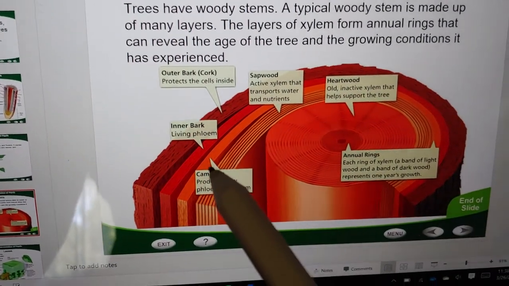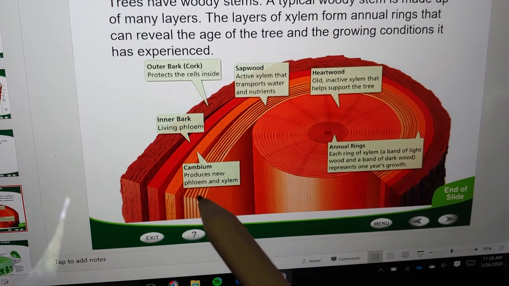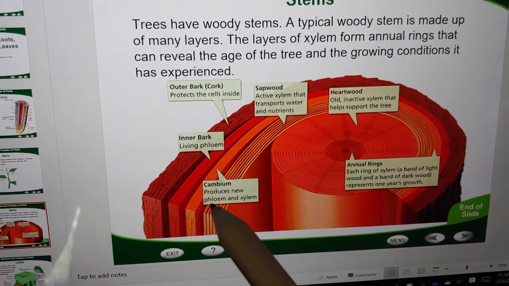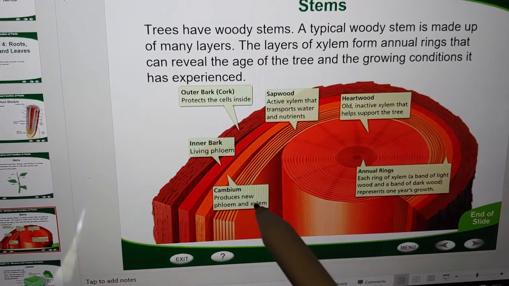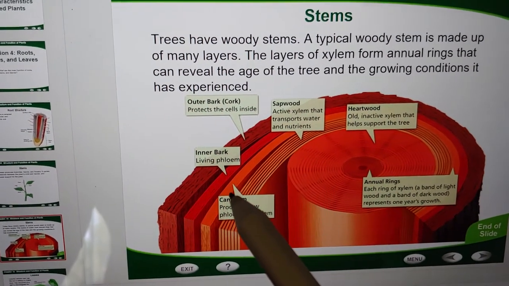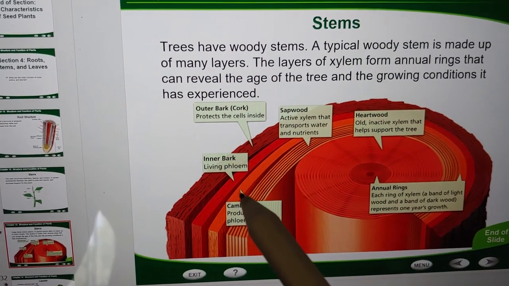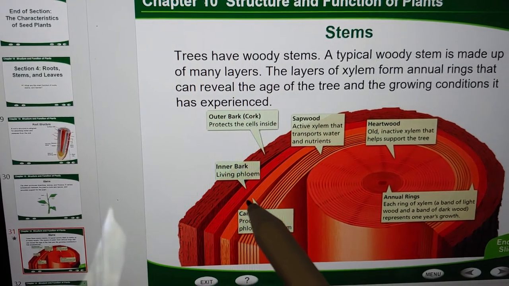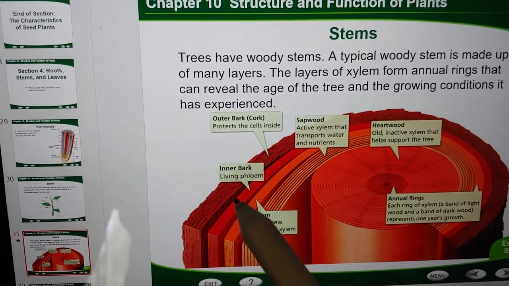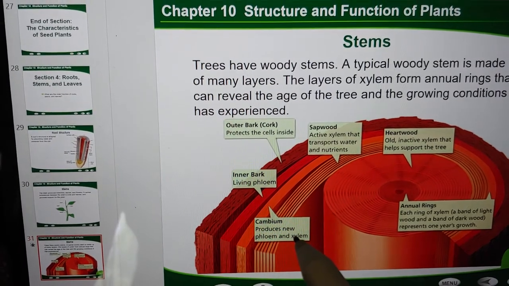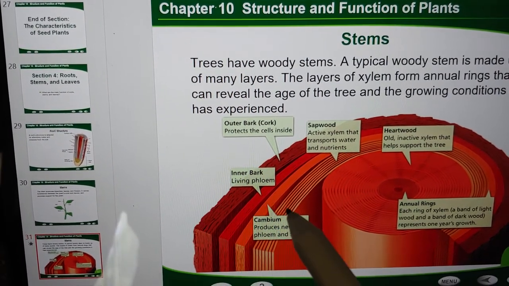This right here is where the xylem and phloem are made. So remember, phloem are the tubes that move food and xylem moves water. So it's made. However, when this layer grows, the xylem and the phloem are separated. The phloem actually gets pushed to the outer ring, okay? And the xylem, the one that carries the water, gets pushed to the inner ring.